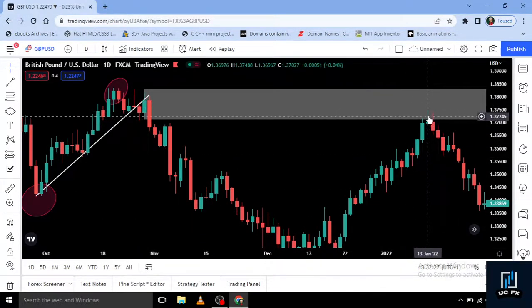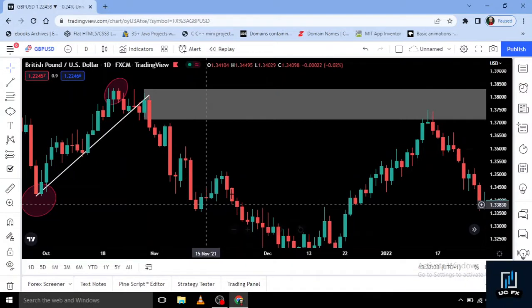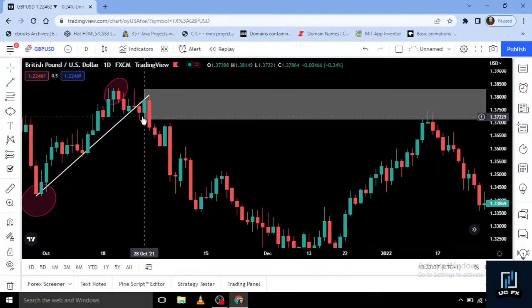This is what we call mitigation. You'll be hearing this more often in this channel. So this is what we call mitigation. They went back exactly, mitigated the order block. That's what they call it. Mitigated the order block, closed their buys.